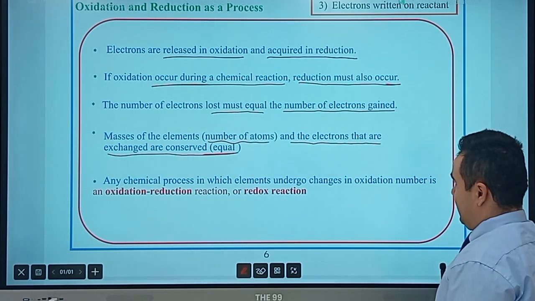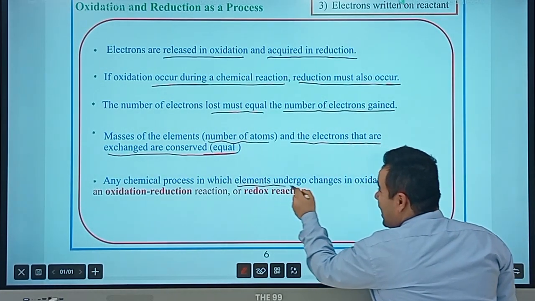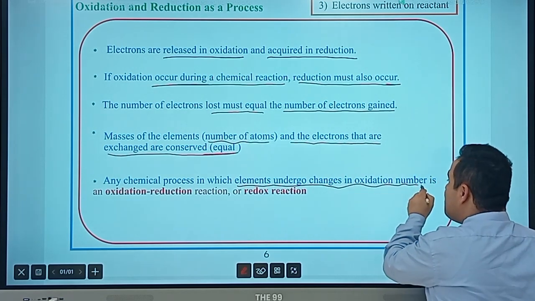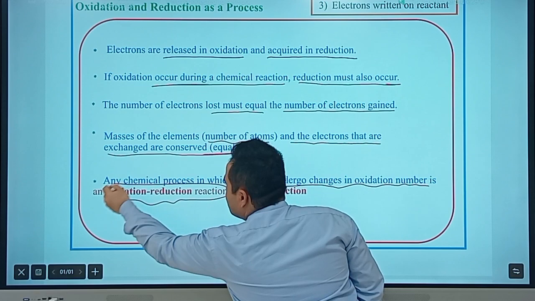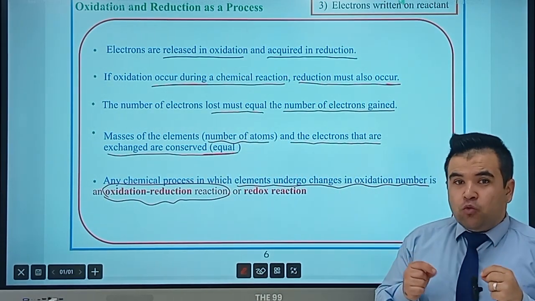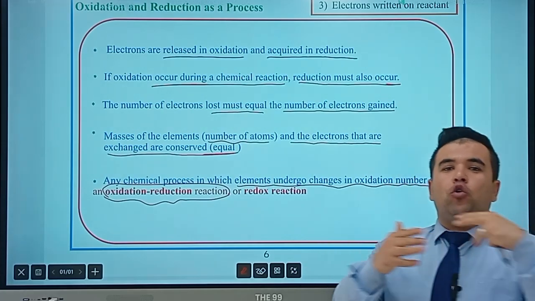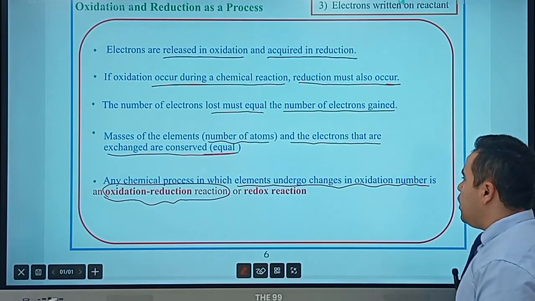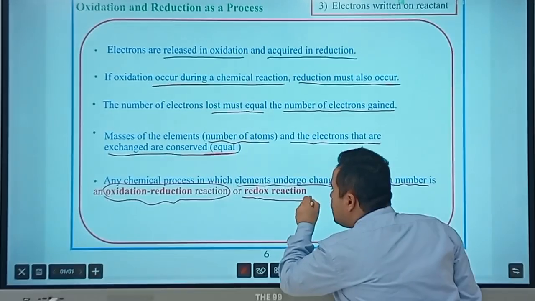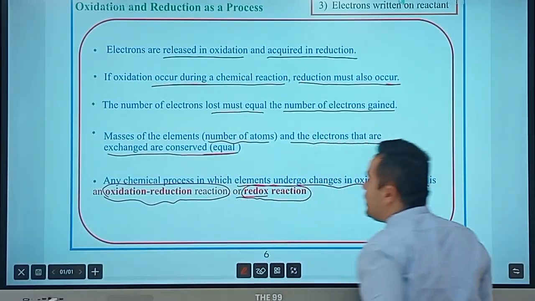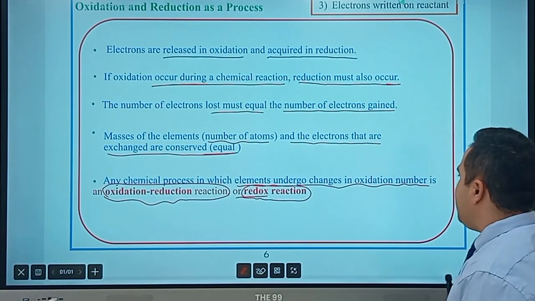We balance the electrons by addition of electrons in oxidation to the product side, in reduction to the reactant side. Any chemical process in which elements undergo a change in oxidation number is an oxidation reduction reaction. So the reactions in which the elements undergo an increase or decrease in oxidation number, oxidation states, we call the oxidation reduction reaction, abbreviated as the redox reaction. Redox reaction represents the reduction oxidation reaction, guys.